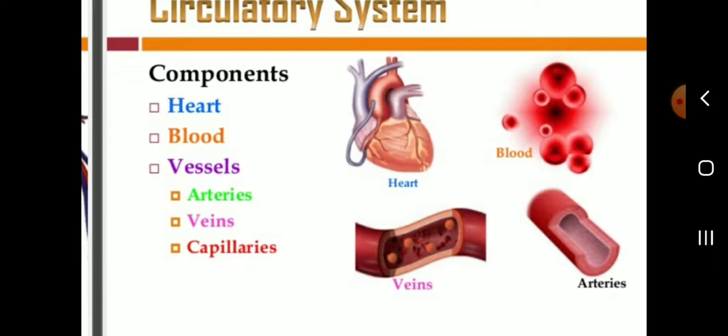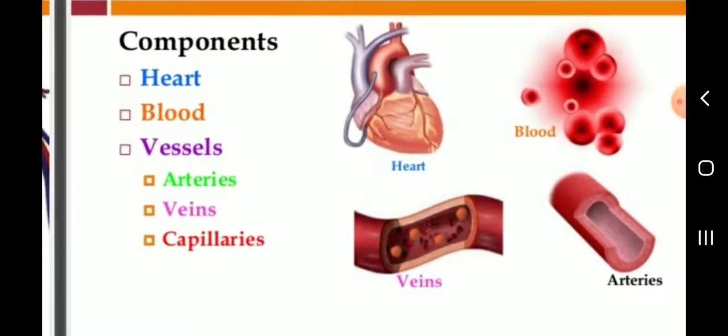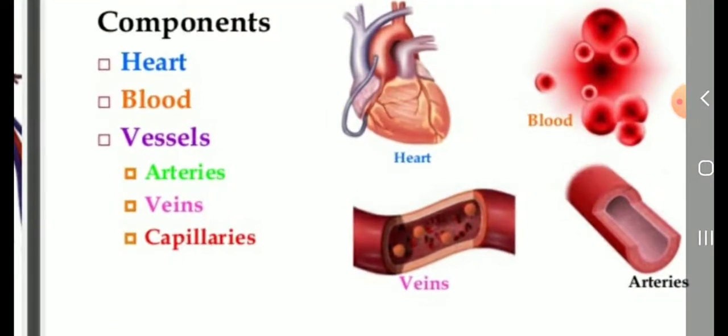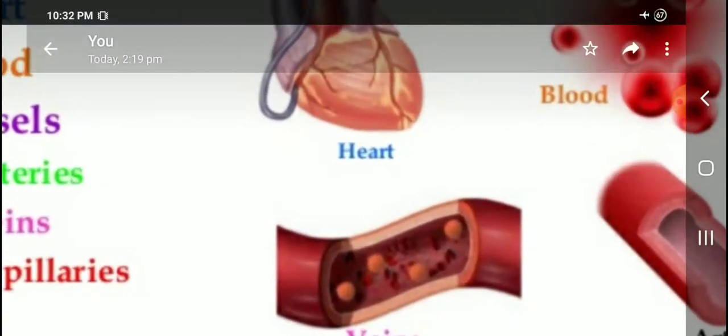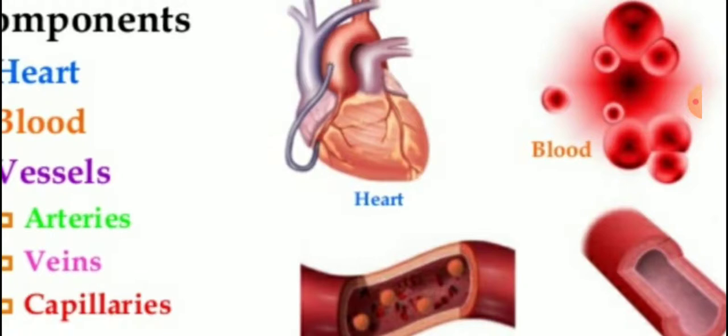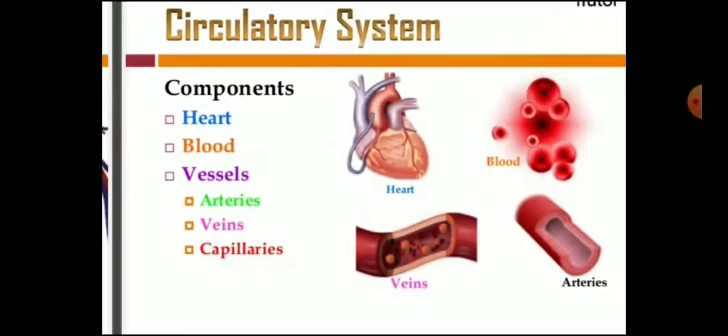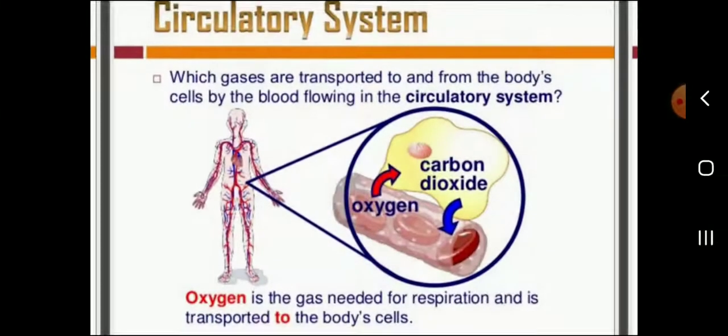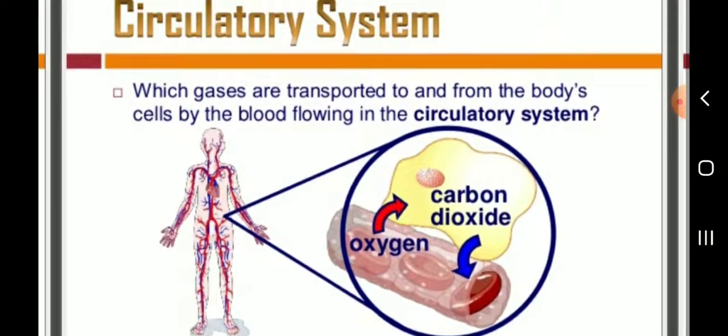What are the components of the circulatory system? Heart, blood vessels, arteries, veins, and capillaries. See the picture, students. This is a heart. The heart is a muscular organ. What are the muscles of the heart called? Cardiac muscles. Okay. Blood, veins, and arteries.